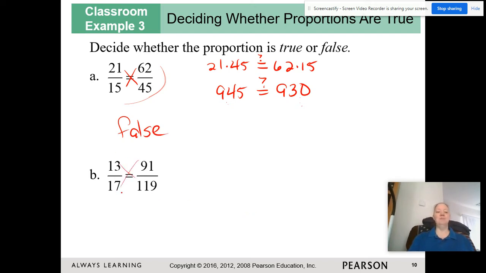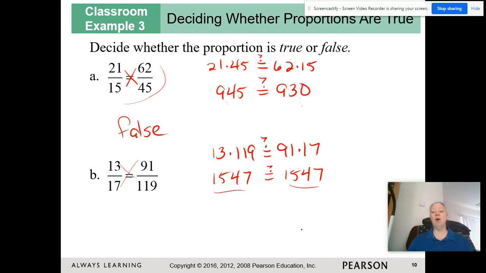Same thing here, we're going to cross multiply. 13 times 119 equals 91 times 17. We don't know if these are equal to each other, so we're going to check by multiplying. And we have 1547 on the left. We still don't know if they're equal. 91 times 17 on the right, 1547. Because these numbers are equal to each other, that makes it a true proportion.